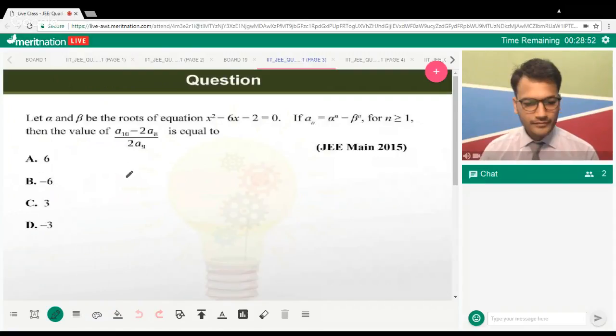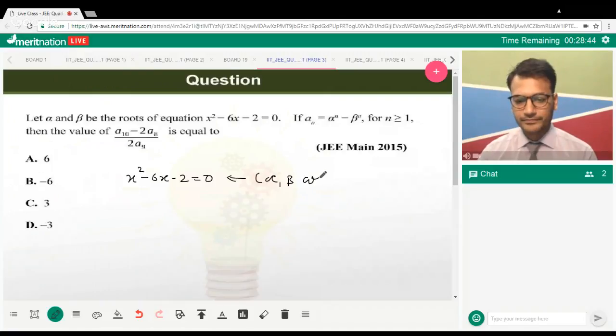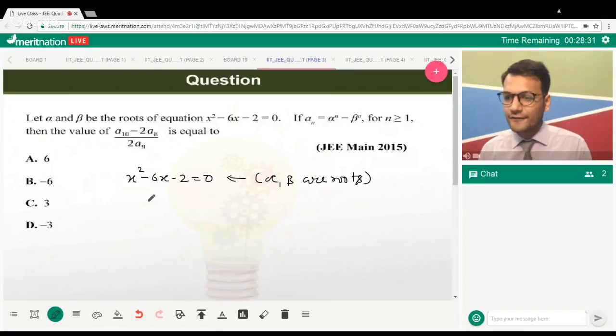See, x squared minus 6x minus 2 is equal to 0. You know alpha and beta are the roots of this equation, so they must satisfy the equation. Anyways, that's one method which I'll come down to. I'll just quickly go through the way you would have thought about it at the very first place.